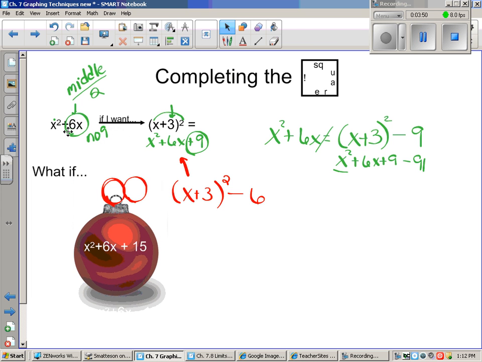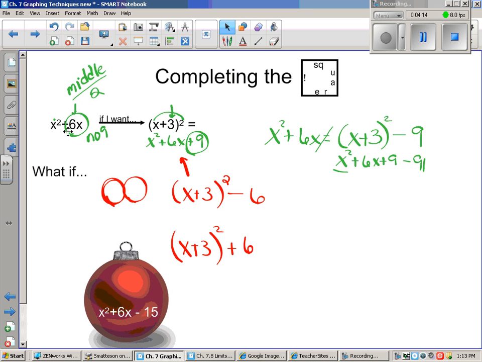Let's try another one. x squared plus 6x plus 15. Again, we would have the x plus 3 squared. But when it multiplies out, I get x squared plus 6x plus 9. Oh, but I need 15. So instead of subtracting, I'm actually going to add 6 more. That would give me x squared plus 6x plus 9 plus 6, which gives me the positive 15 that I need there.